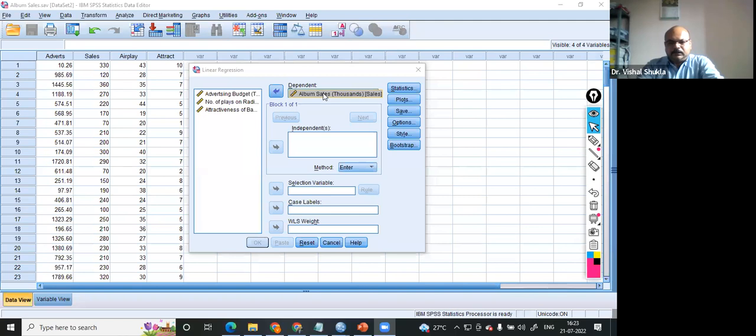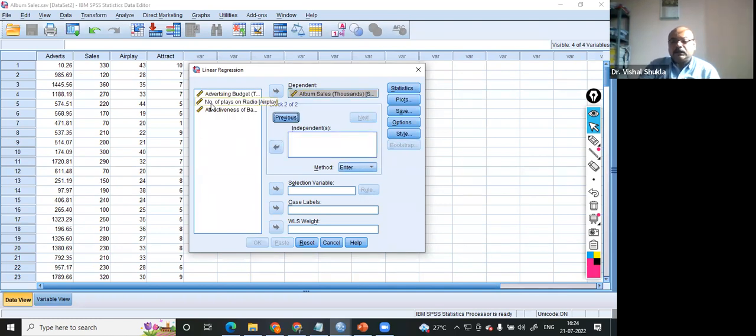So here I have taken album sales as the dependent variable. From our scatter plot, we have come to know that advertising budget is explaining album sales to a level of 33.5%. And number of plays on the radio was explaining to a level of around 39%. So we are clear about this. We are not sure how attractiveness of the band will be. So rather than forced entry, I will do a stepwise entry. In the first step, these two variables, because the scatter plot has told me that they are explaining the album sales, and then go to the next.